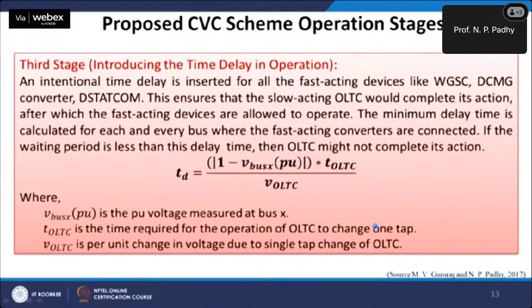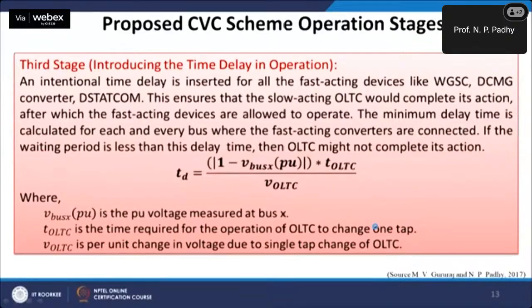Now, the final stage, introducing the time delay in operation. For example, if you want some slow device to act before the fast devices, then a delay in action on those fast devices can be incorporated so that the slow devices can inject the reactive power, and further the fast acting devices can come into action. So an intentional time delay is inserted for all fast acting devices like WGSC and DC microgrid, DCMG converter along with the DSTATCOM. This ensures that the slow acting OLTC would complete its action.